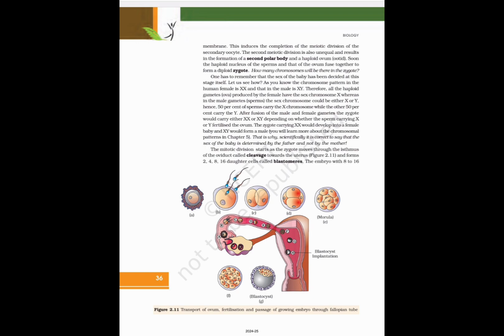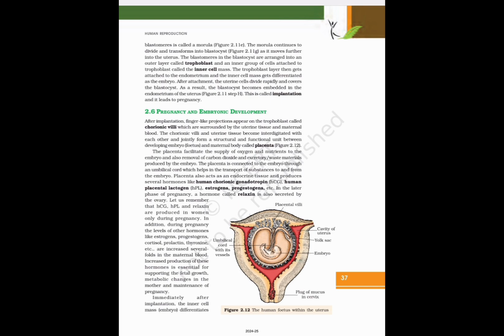The mitotic division, called cleavage, starts as the zygote moves through the isthmus of the oviduct towards the uterus and forms 2, 4, 8, 16 daughter cells called blastomeres. The embryo with 8 to 16 blastomeres is called a morula. The morula continues to divide and transform into a blastocyst as it moves further into the uterus.